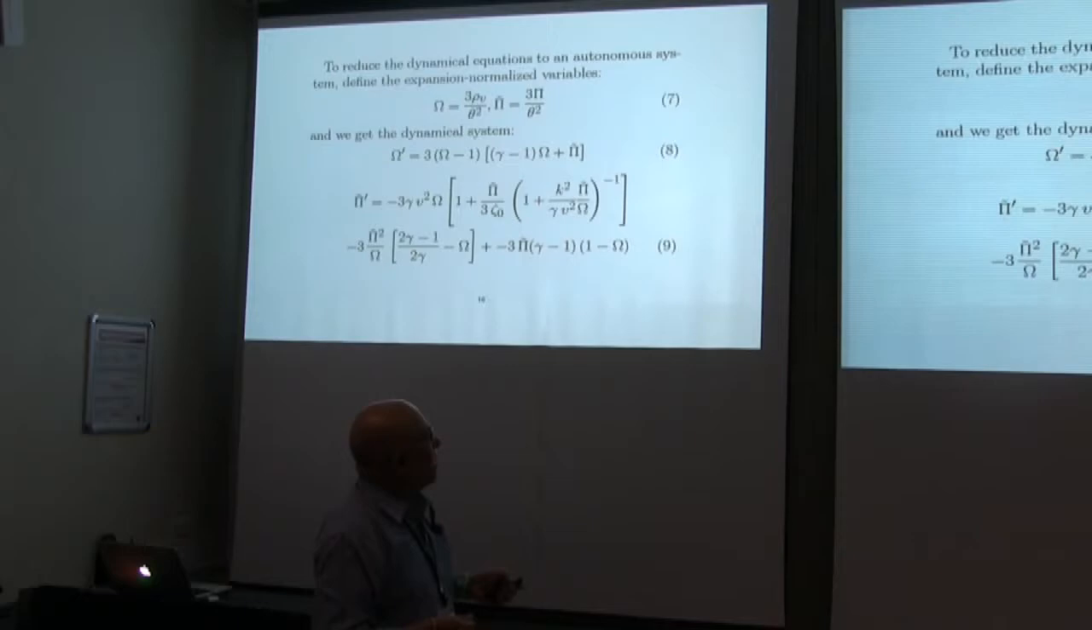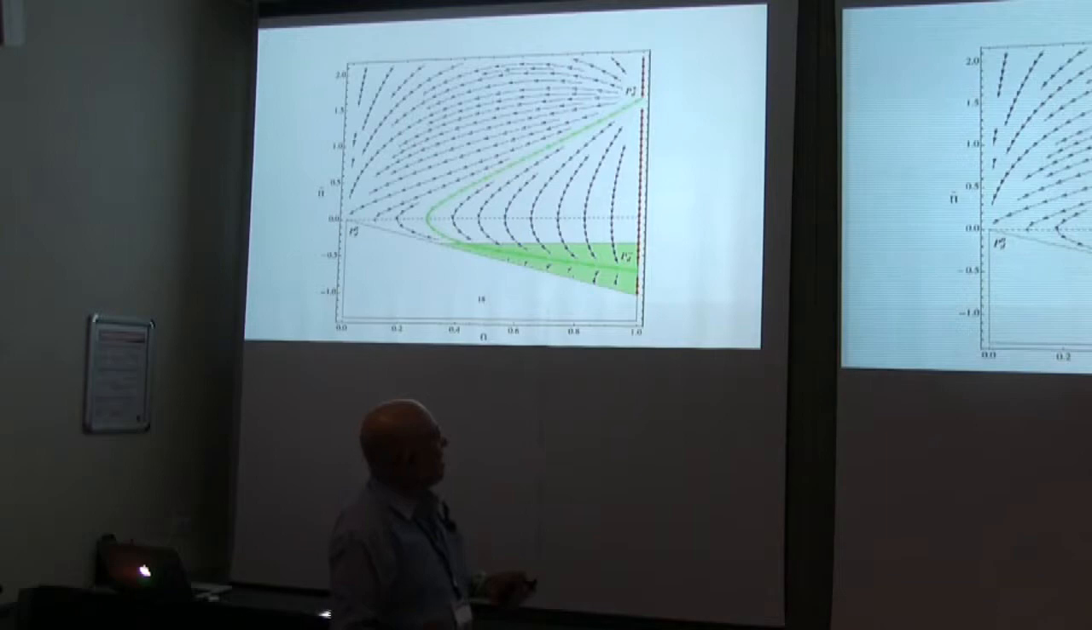I'll just show one picture here of the kind of diagram that we get. So this is the sort of source that we were talking about. Then this is like an intermediate stage. And well, I shouldn't say source, but this corresponds to the radiation-dominated era. And this is like a sink. You see this green area here corresponds to accelerating solutions.